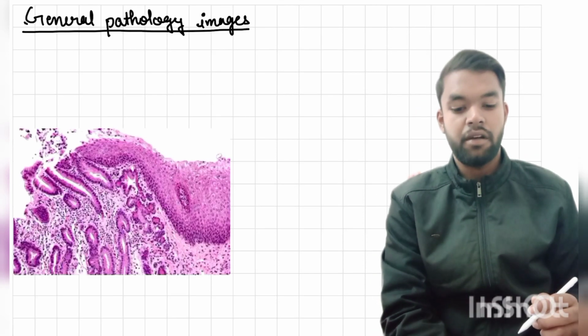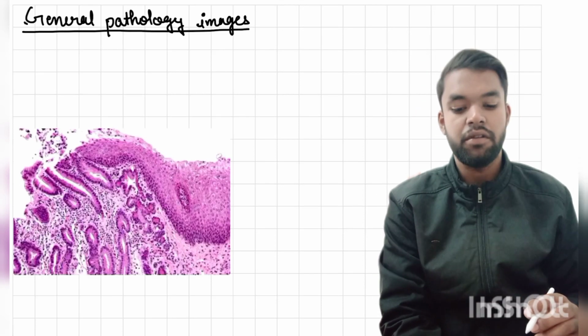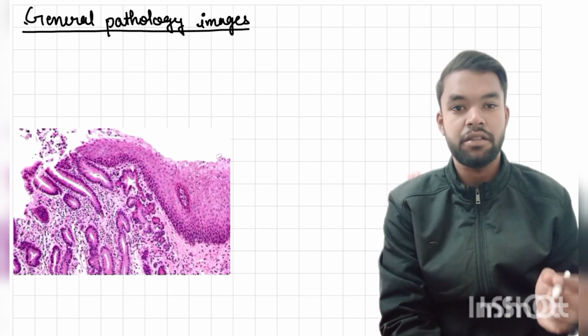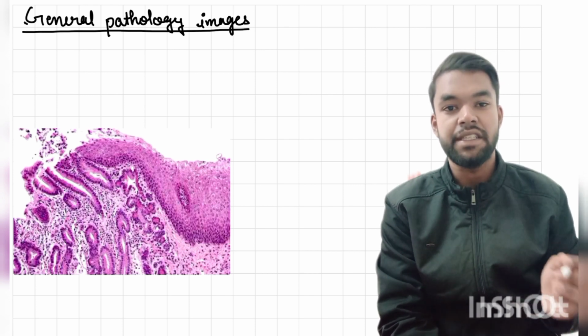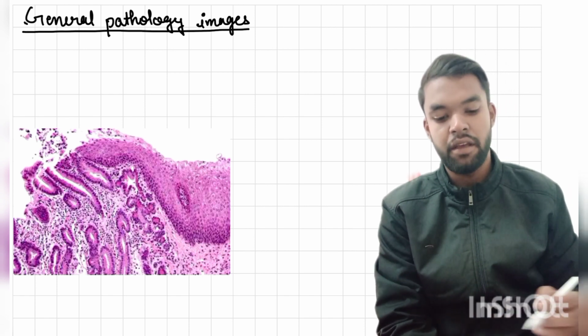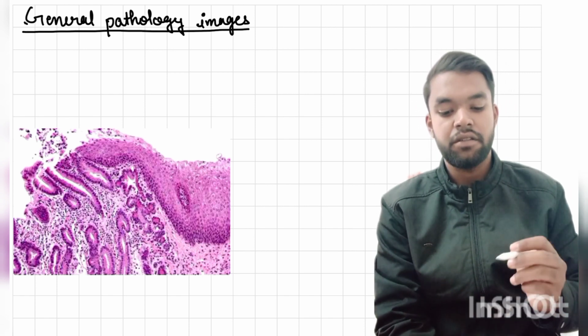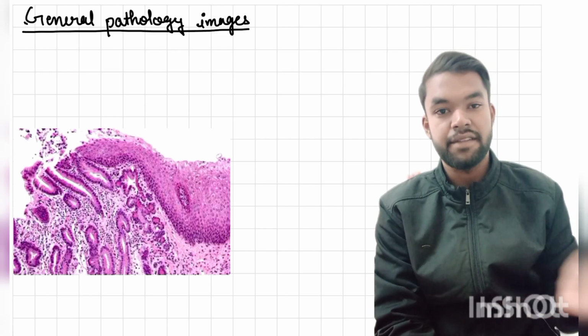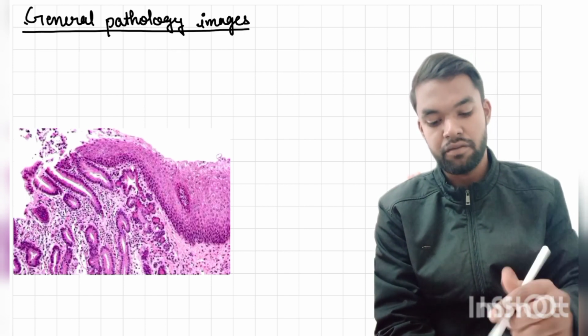So hello everyone. Our today's topic of discussion is all about general pathology images. In this video, we are going to discuss the general pathology images which are frequently asked in various kinds of exams. So basically, our first pathology image shown on the screen is Barrett's esophagus.